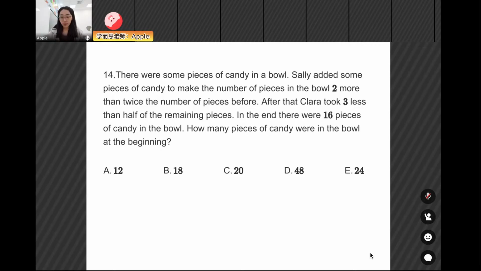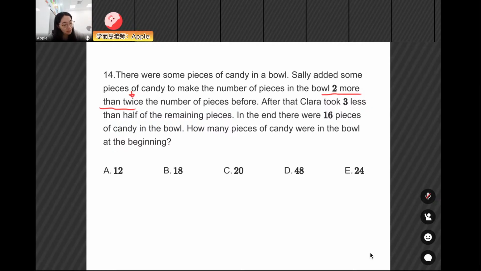Okay, then question 14. There were some pieces of candy in a bowl. Sally added some pieces of candy to make the number of pieces in the bowl 2 more than twice. Okay, think about it. How do we show 2 more than twice? We always start from the multiple part. So here, again, we always start from twice.